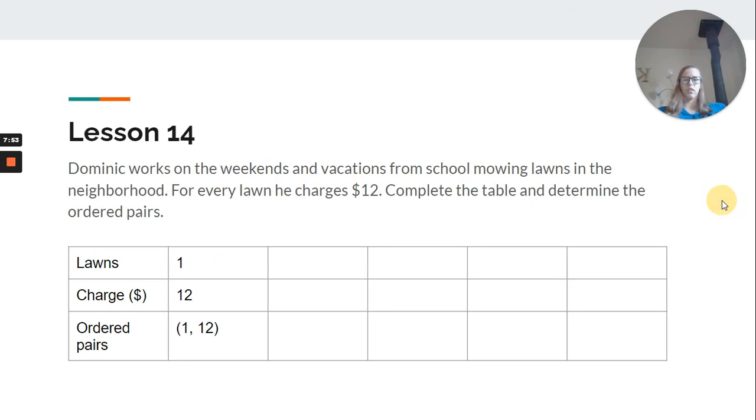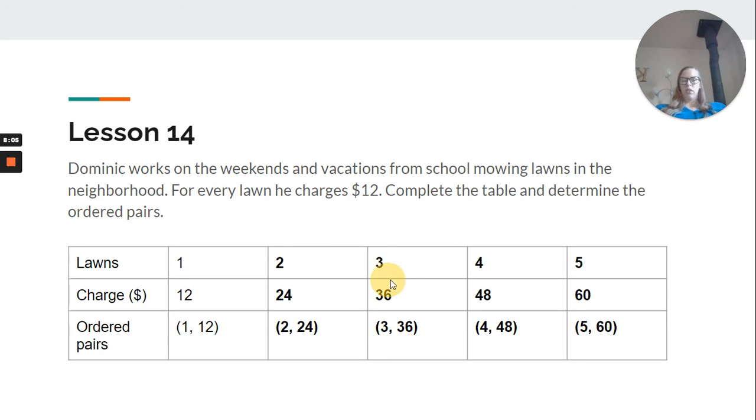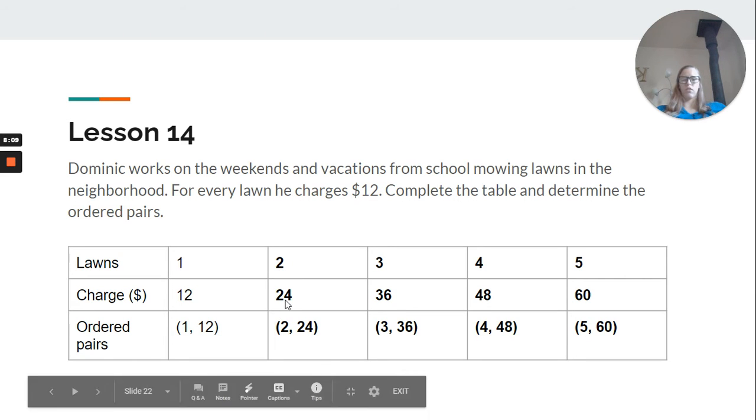Lesson 14. Dominic works on the weekends and vacations from school mowing lawns in the neighborhood. For every lawn, he charges $12. Complete the table and determine the ordered pairs. So for 2 lawns, he charges $24, 3, 36, and so on. There we have those ordered pairs listed below.